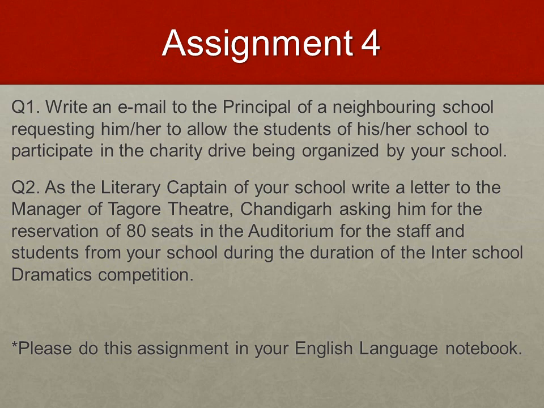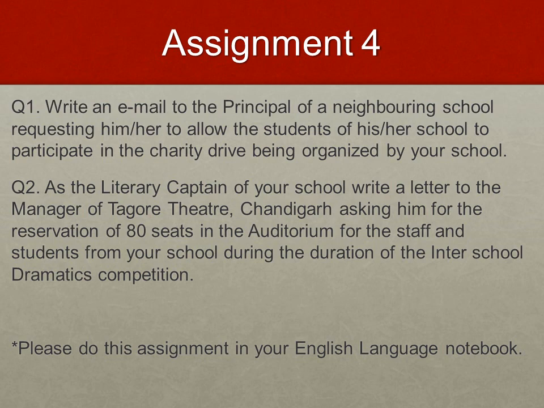Keeping in mind the format which has been given for your email and notice, an assignment: write an email to the principal of a neighboring school requesting him or her to allow the students of his or her school to participate in the charity drive being organized by your school. Second, as the literary captain of your school, write a letter to the manager of Tagore Theatre, Chandigarh, asking him for the reservation of 80 seats in the auditorium for the staff and students from your school during the duration of the inter-school dramatics competition.